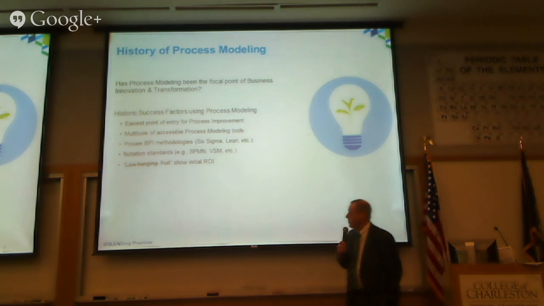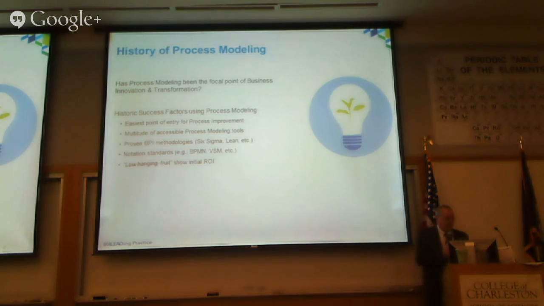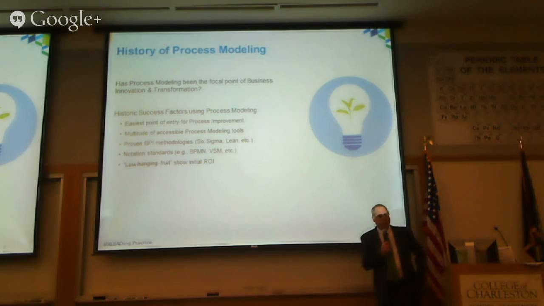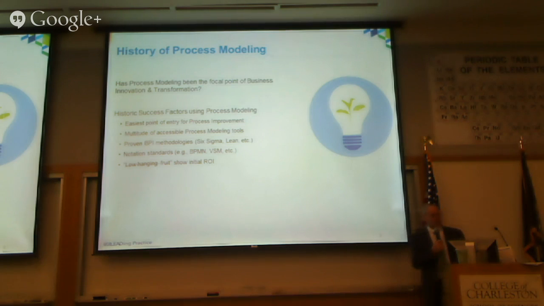So in regards to the history, there have been obviously many initiatives over many years with regards to doing process modeling, and there have been successes. The easiest point of entry for process improvement is a process modeling tool. They're easily accessible. You've all used them at some point in time. There are proven methodologies out there. We've talked about Lean and Six Sigma in the past, and they're still very active. And there are notational standards, whether it's something from IDEF, if you go back that far, or value stream mapping, or obviously BPMN. They're all still available.